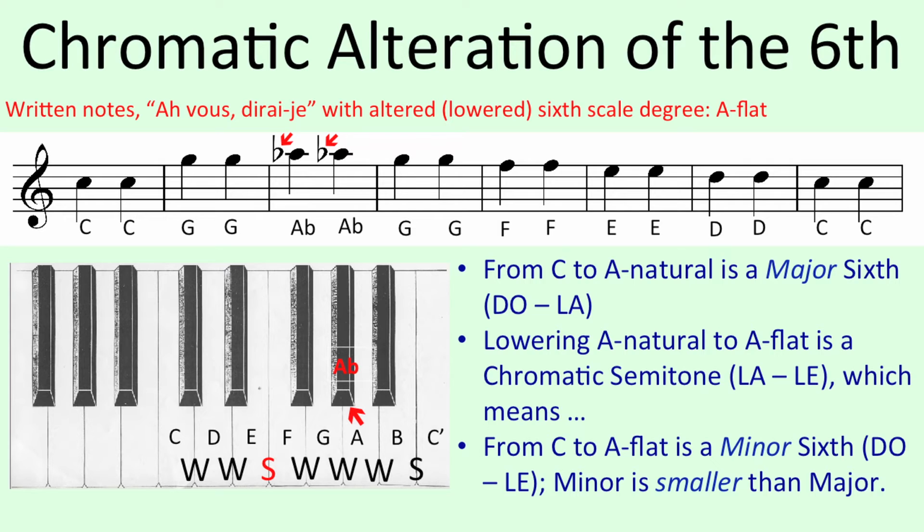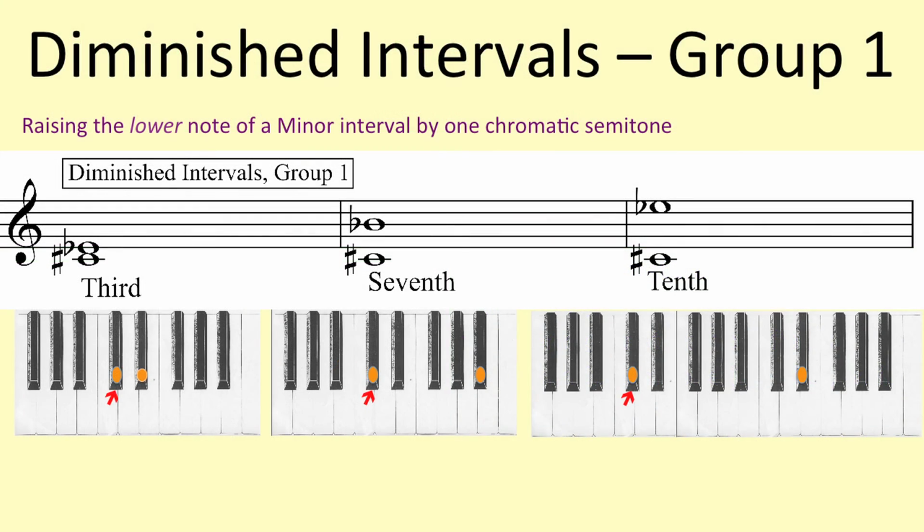The original tune uses the major sixth, measured from C to A. But when we lowered the A to A flat, we created a minor sixth interval, which is a smaller sixth when measured up from the tonic pitch of the C major scale, the distance from C to A flat. Raising the lower tone of a minor interval by a chromatic semitone creates a diminished interval.